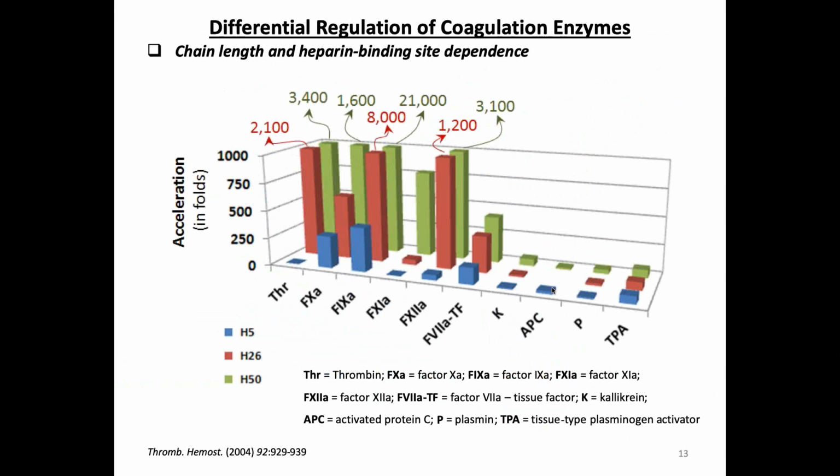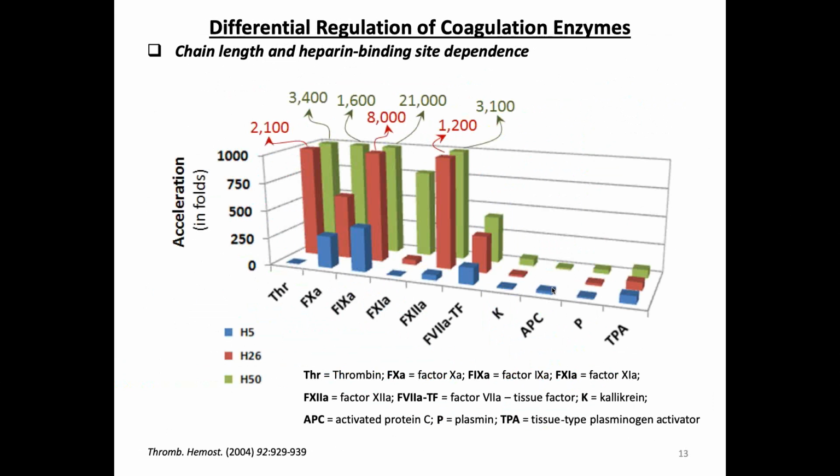And notice that as you change the chain length, so the blue is pentasaccharide alone, H26 is low molecular weight heparin. We're going to discuss low molecular weight heparin in just a little while. H50 is the unfractionated heparin. So this is chain length variation. You can clearly see that for thrombin, pentasaccharide is inactive. If you have pentasaccharide alone, it doesn't work. H26 is 21,000-fold enhancement, and H50 is 3,400-fold enhancement. Longer the chain, higher the enhancement.